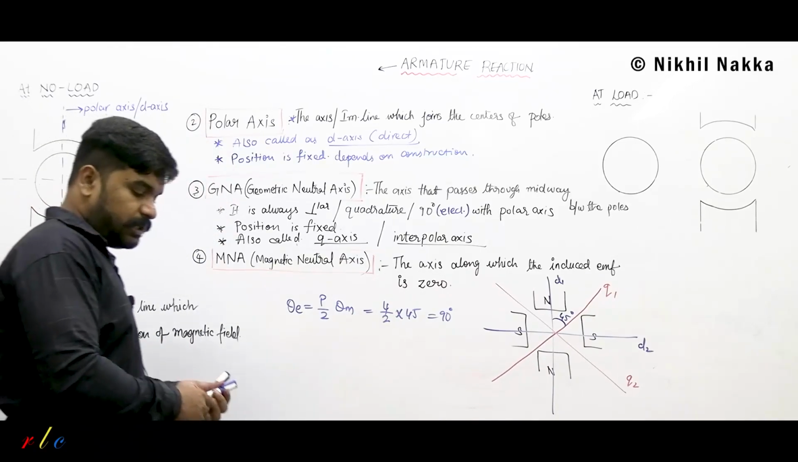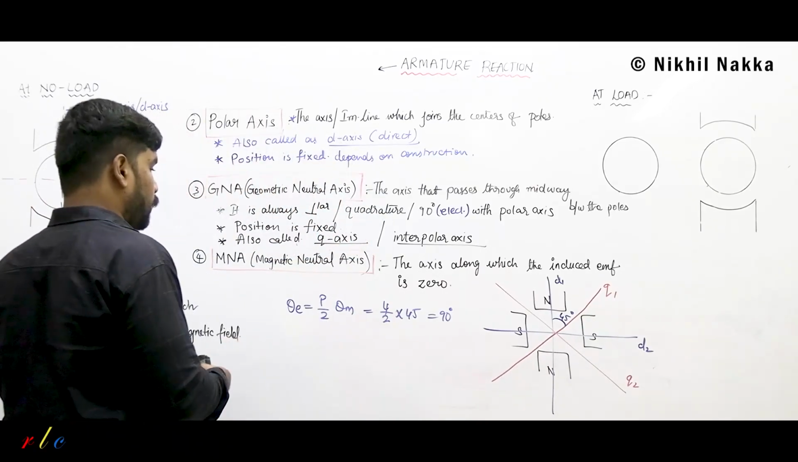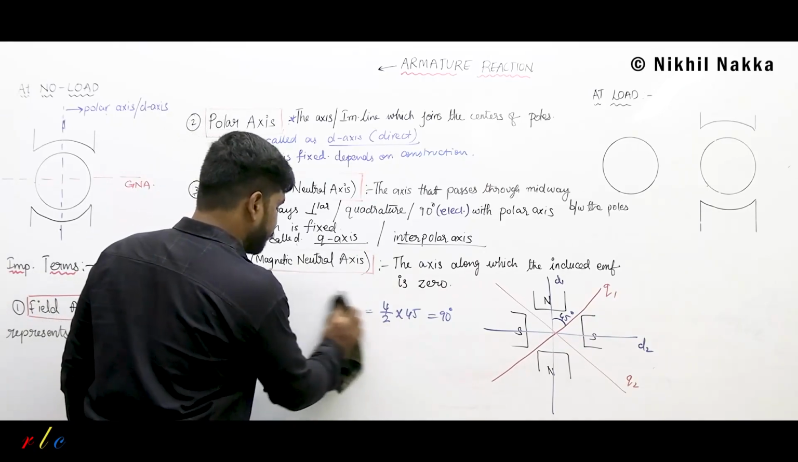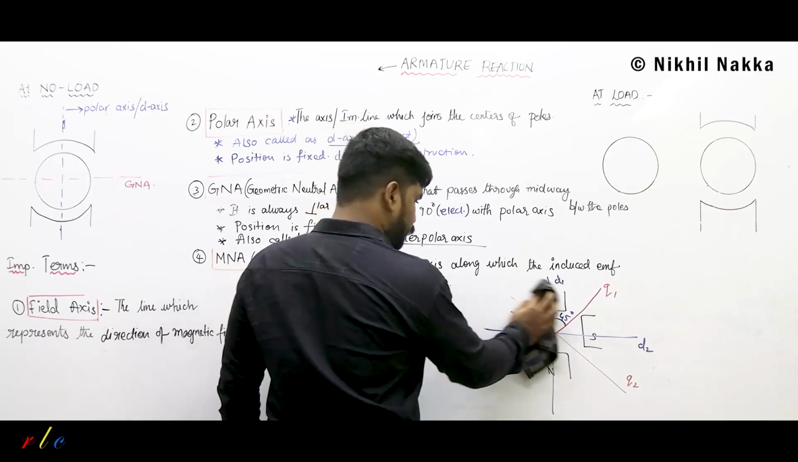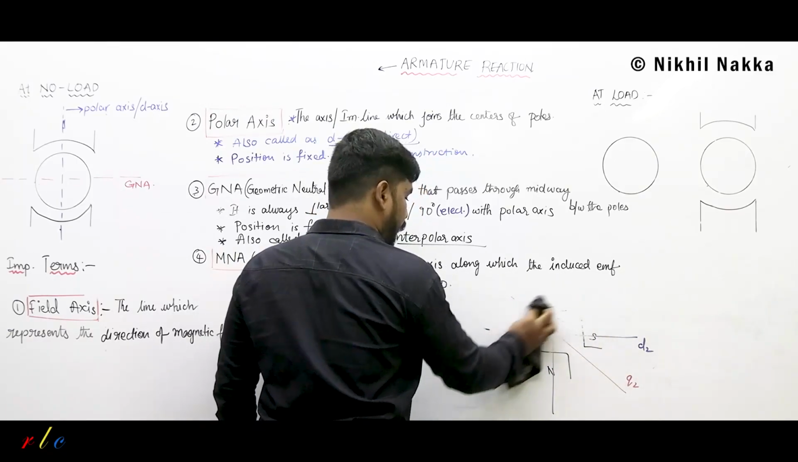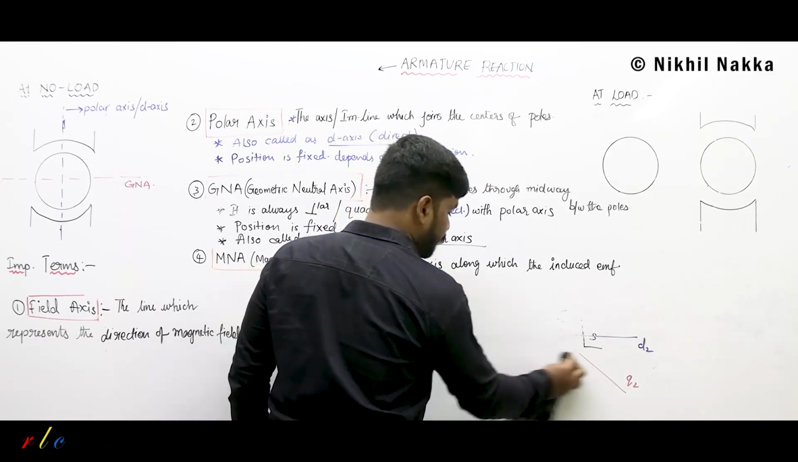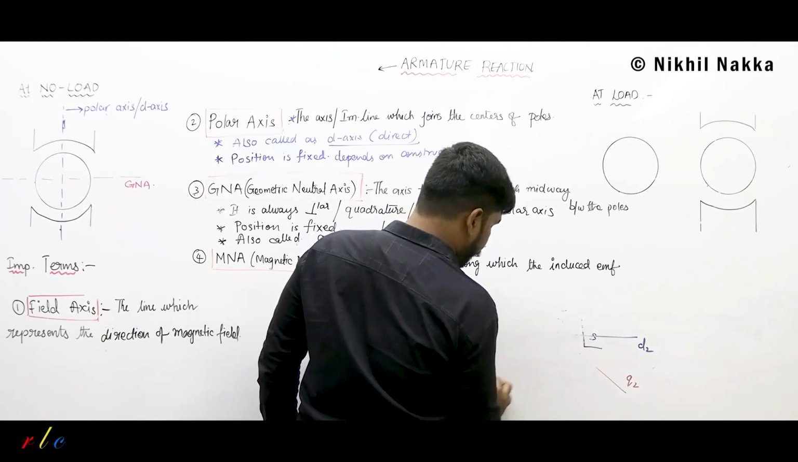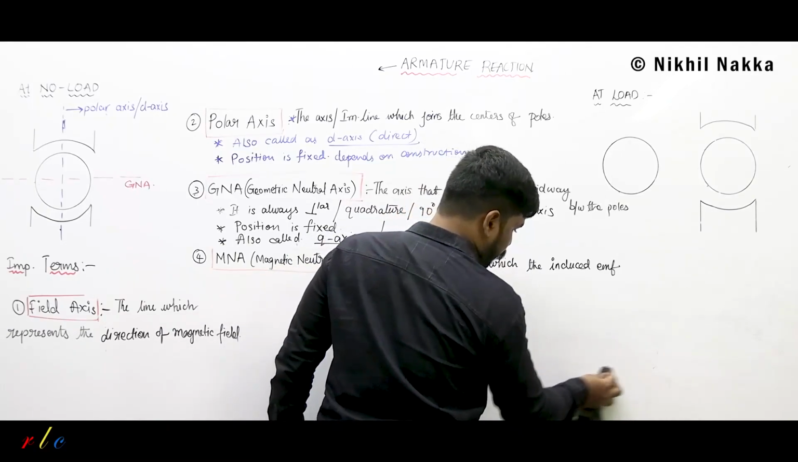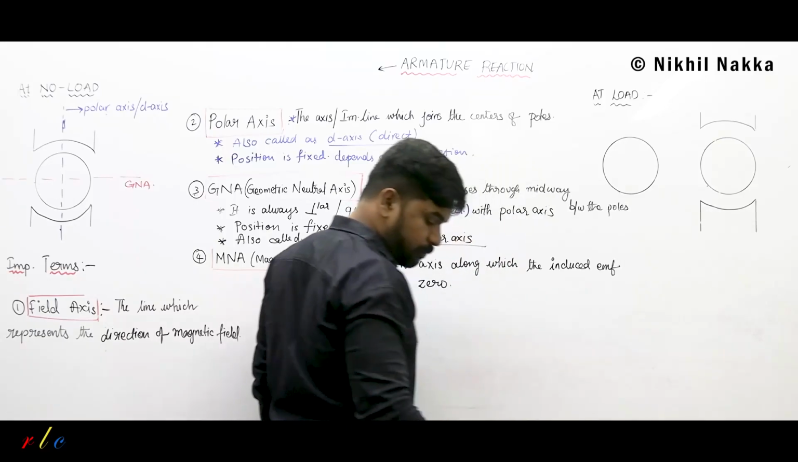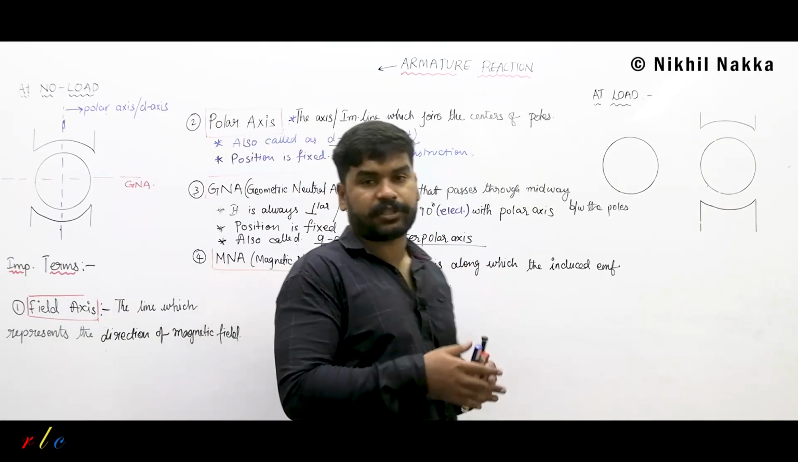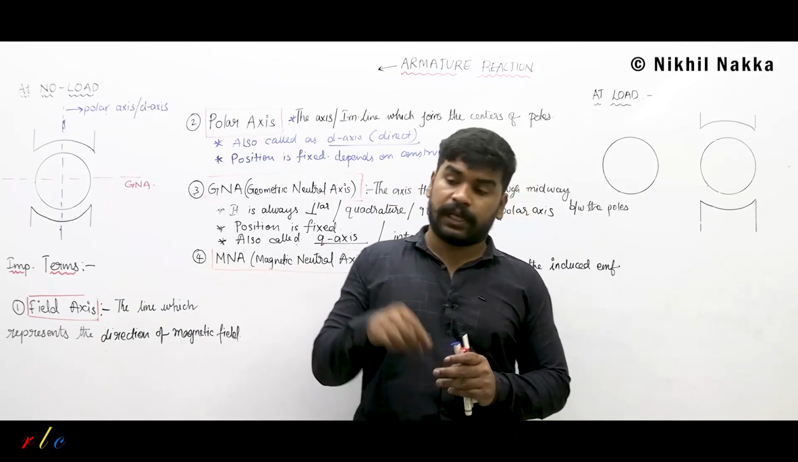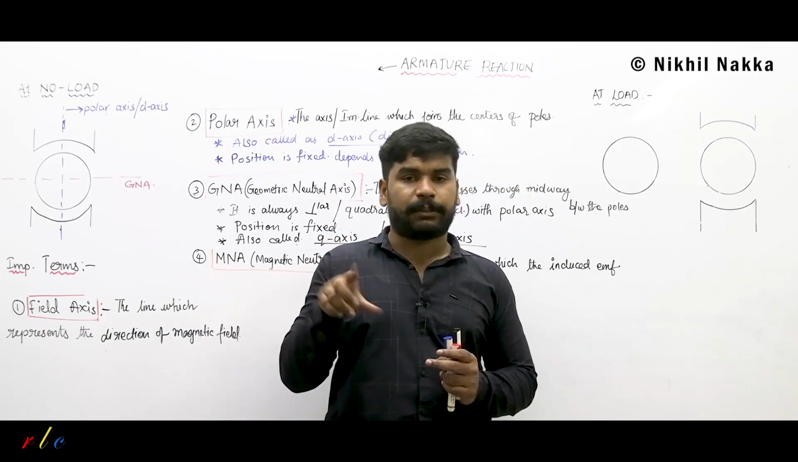Now let us look at the magnetic neutral axis also. What do you mean by magnetic neutral axis? As you can see what is written over here, it is the axis along which the induced EMF is 0. Like you have already studied while studying the working of DC machine, whenever the conductor is moving parallel to the magnetic lines of force, at that position the induced EMF was 0.